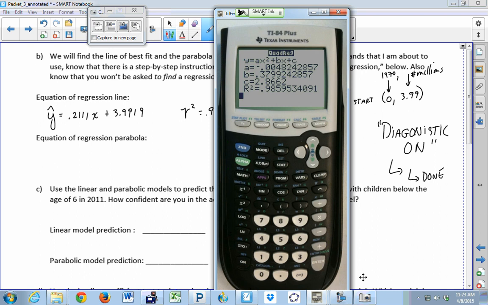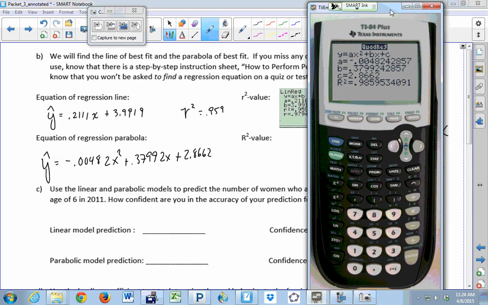Same exact set of A, B, and now in this case it's C because I have three terms. I have a quadratic versus a linear. So the first thing I do is I write in my equation. It's negative 0.00482 x squared plus 0.37992 x plus 2.8662. There's my quadratic regression. My R square value is even better, believe it or not, than my linear regression R square, 0.9859. Okay.